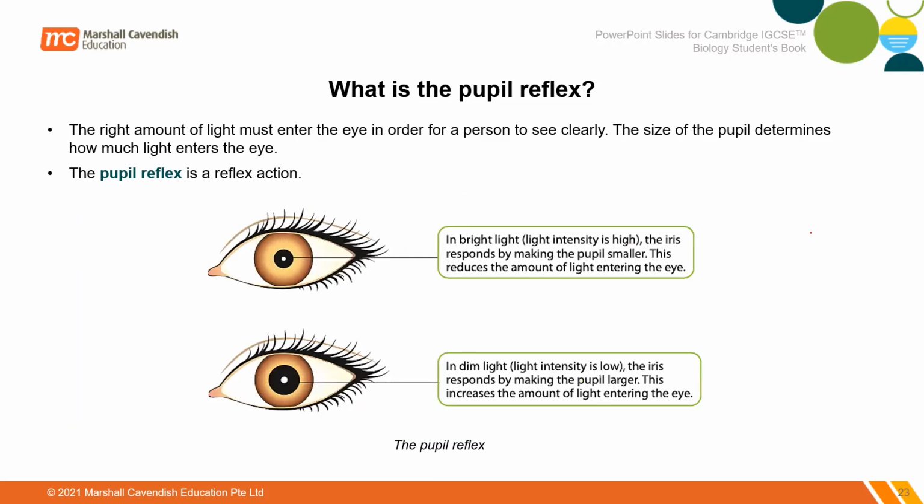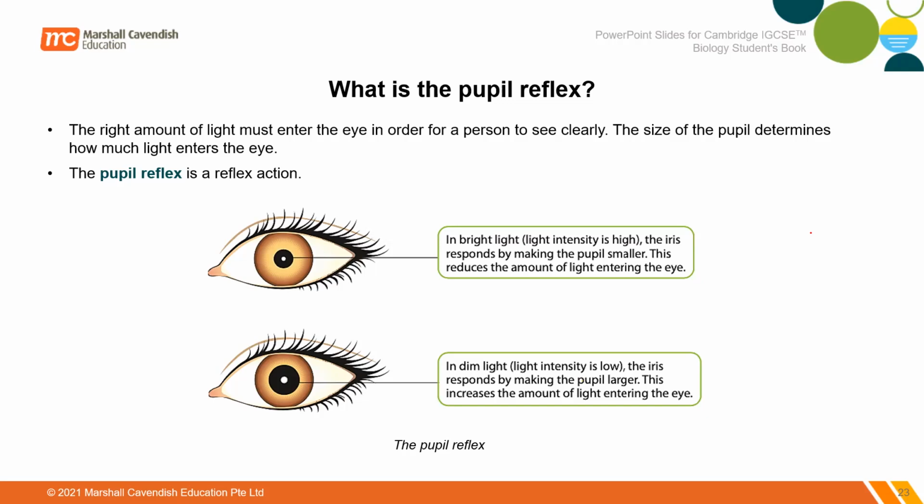We mentioned rods and cones, and this is the reflex. All what I want you to know is that in bright light, the light intensity is extremely high, and the iris will respond because iris is a muscular structure. When it responds, it will make the pupil smaller, and this reduces the amount of light entering the eye. How could this happen? There are two types of muscles, radial and circular muscles, and we will see this in the next slide directly.